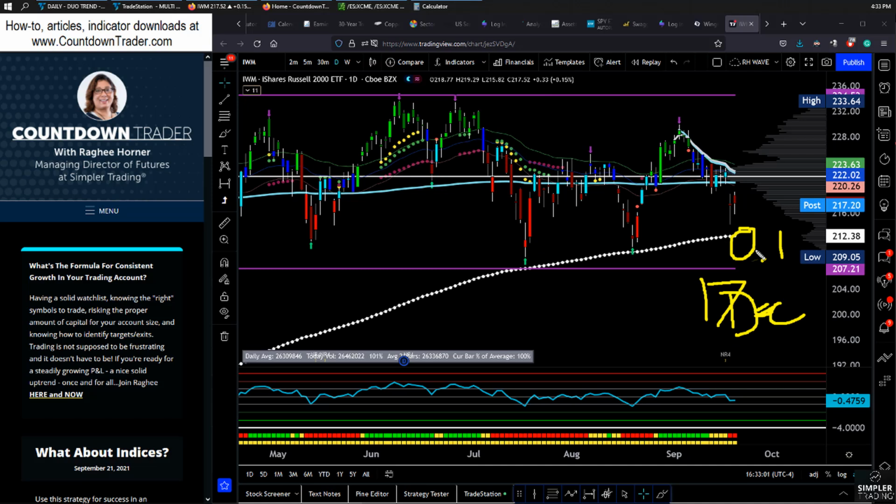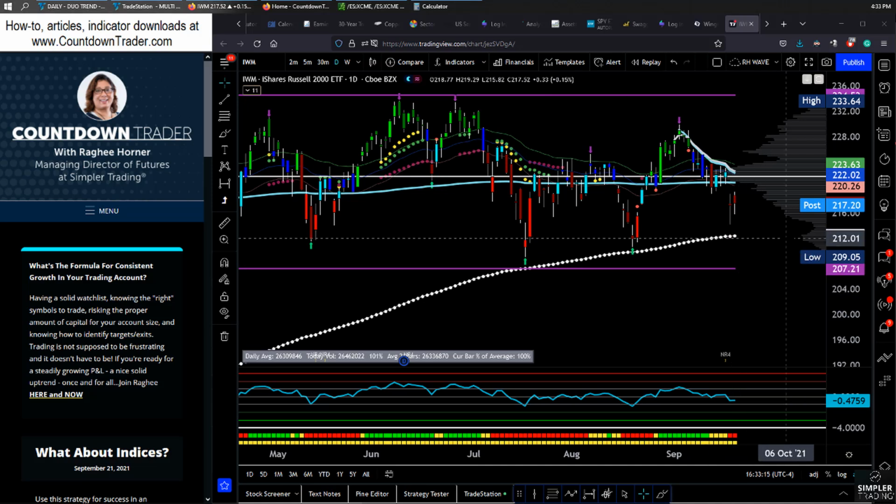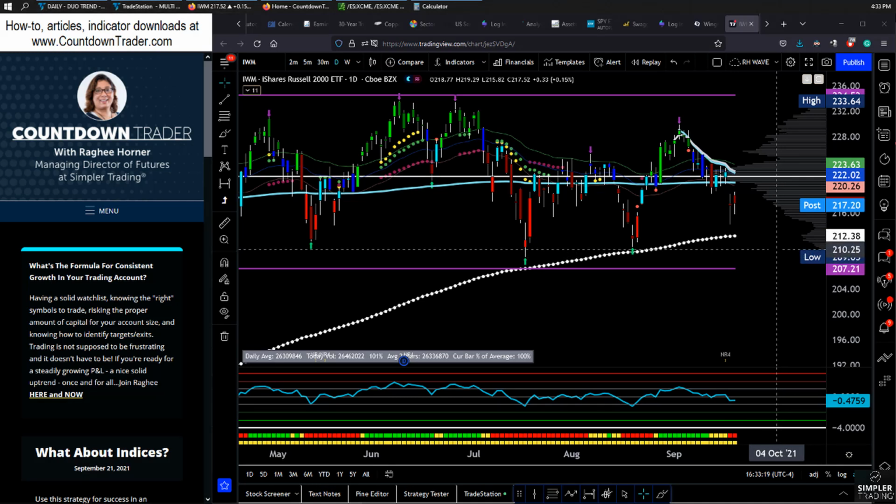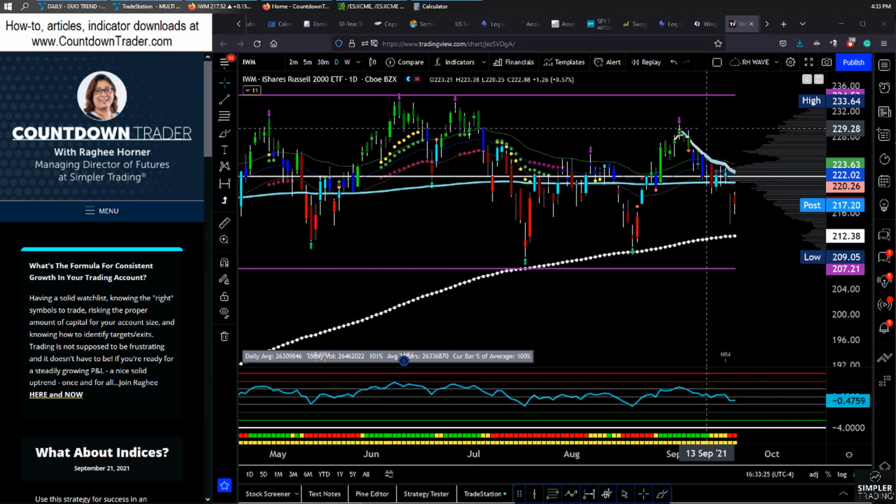So 210 would put us in this area in here. That's fine. That puts us inside that zone. So as much as I'd love to play the 212s, I'll likely be somewhere in the 210s. No worries. So focus on that. That's the setup. That's the strike. That's the expiry. And I'll see you in the next update.